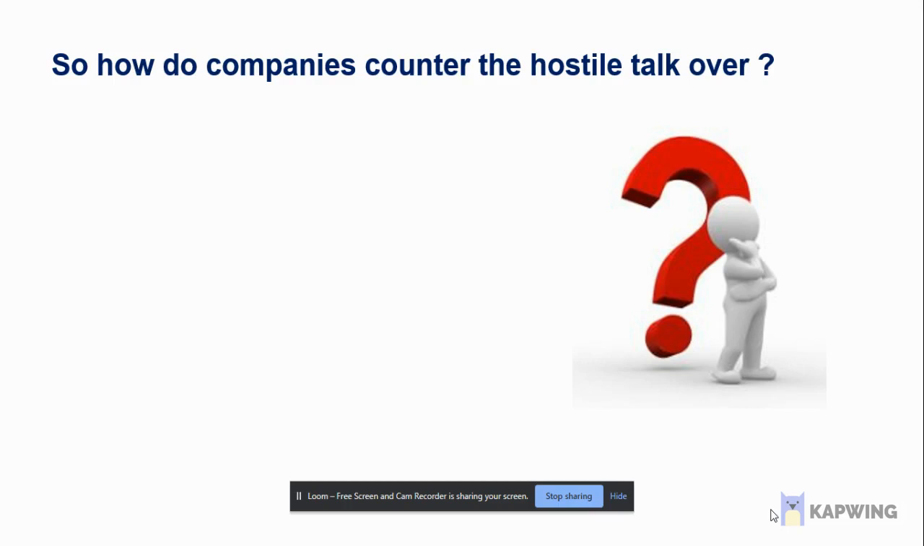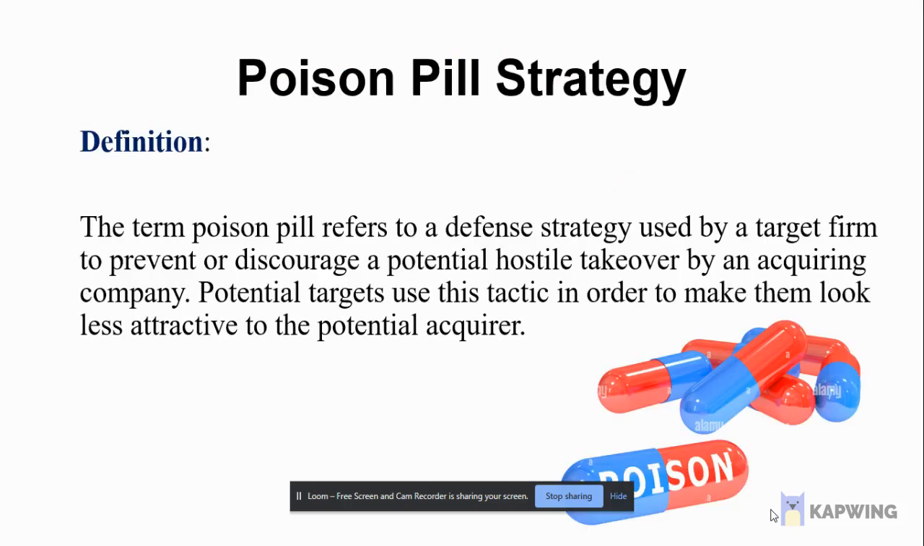Now, what the board of directors of the company will do is adopt something called poison pill strategy. By definition, the poison pill strategy refers to a defense strategy used by the target company, the target firm, which here is company B, to prevent or discourage a potential hostile takeover by an acquiring company, in this case company A. The potential target uses this tactic in order to look less attractive to the potential acquirer.